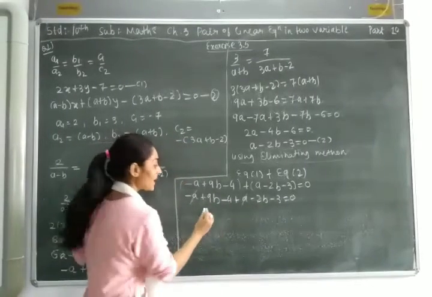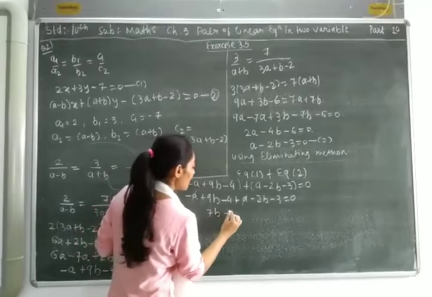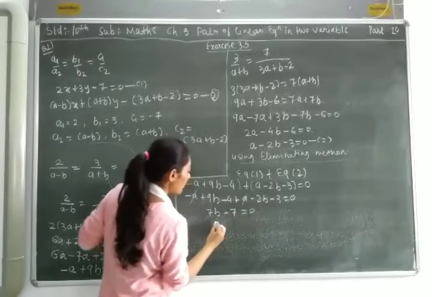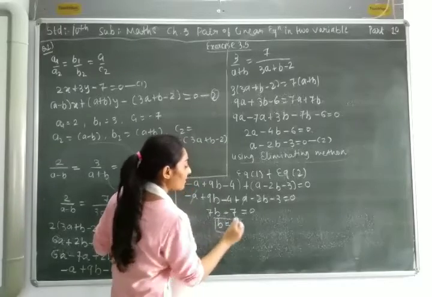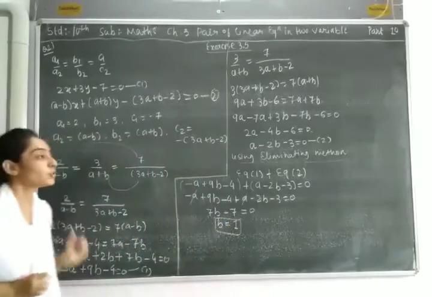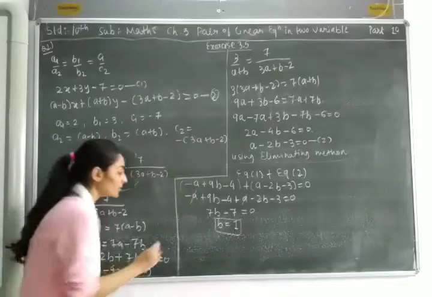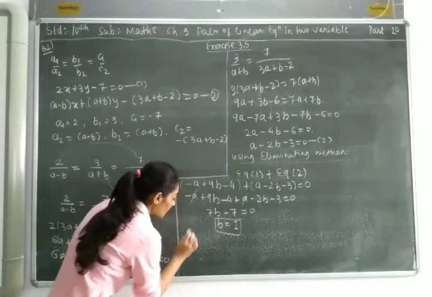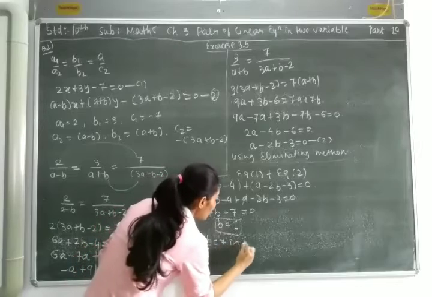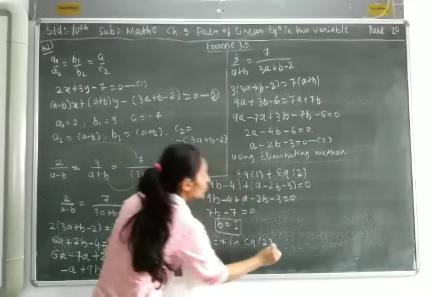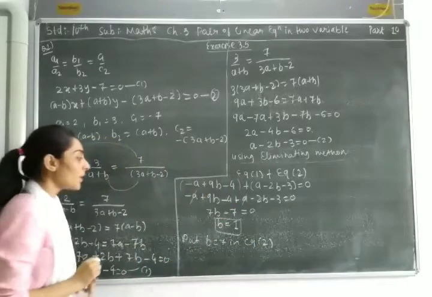9b minus 2b, that is 7b minus 7 equals 0. So b equals 1. Put this b equals 1 in any of these two equations. So put b equals 1 in equation number 2. I'm putting it in equation number 2.